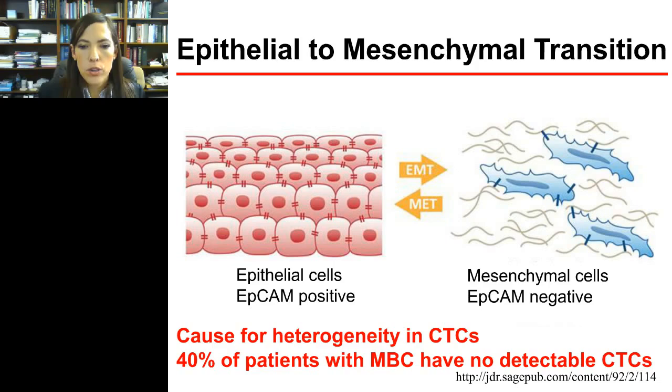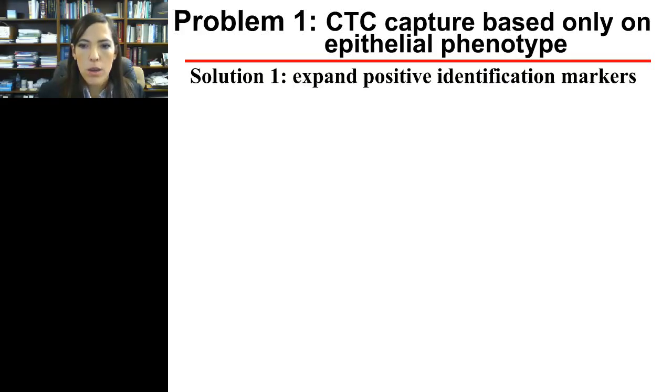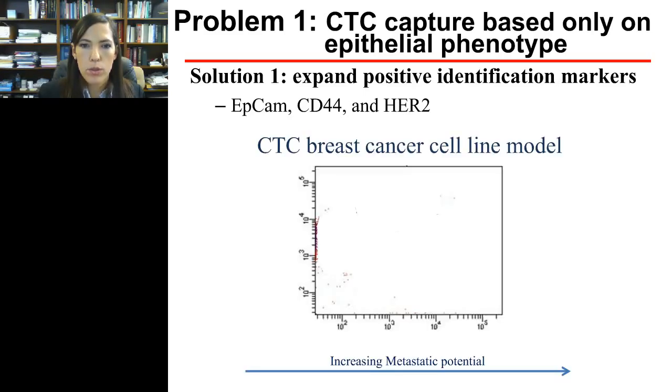And so in order to do that, we've developed a cell line method to capture a heterogeneous set of CTCs. And we've included a couple other positive markers for identification. So in addition to EpCAM, we've included CD44, which is a stem cell marker, and HER2, which is a marker of growth. So this is a flow cytometry plot.